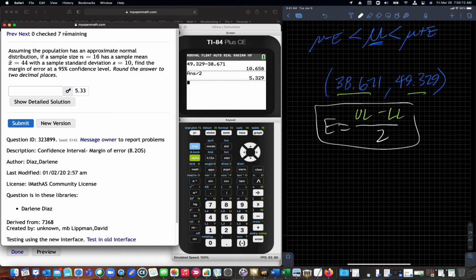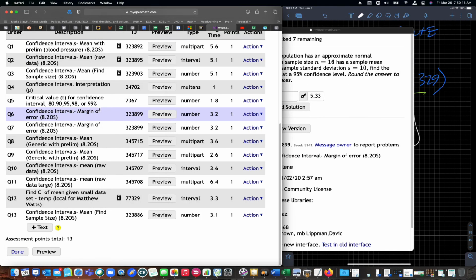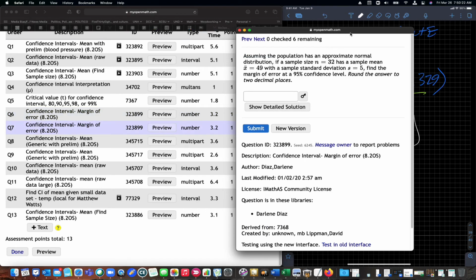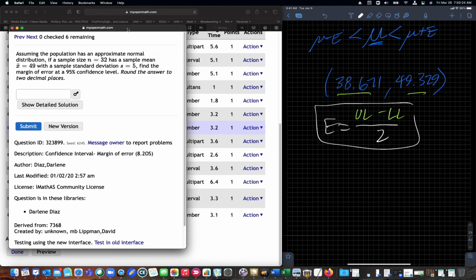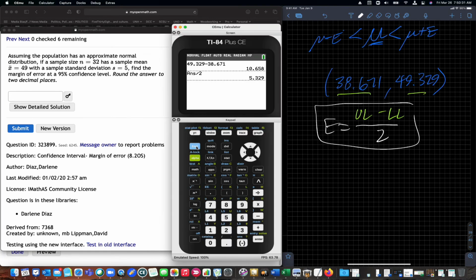Okay, so I'll do it a second time because we have another problem here that uses this idea in this question set. I think it's that one. Yeah. So there's our question. There's the calculator. And so again, we go to stat, slide over to tests, slide down to t interval, or just click on 8.